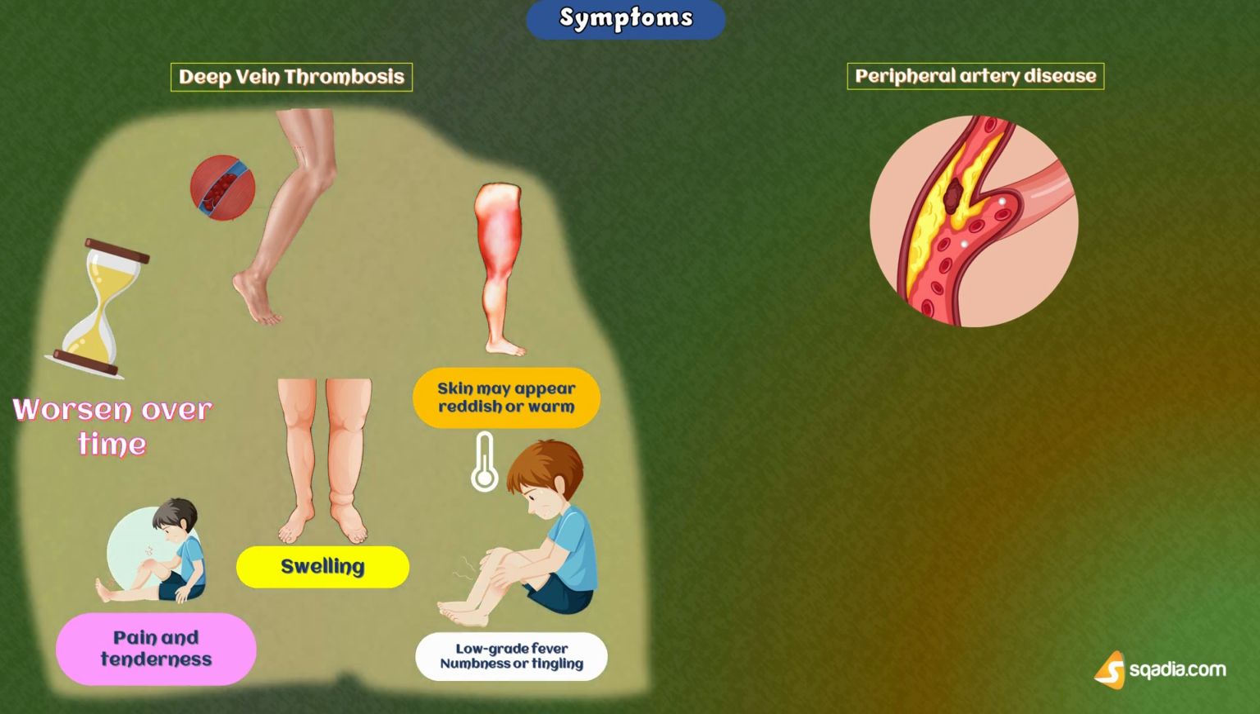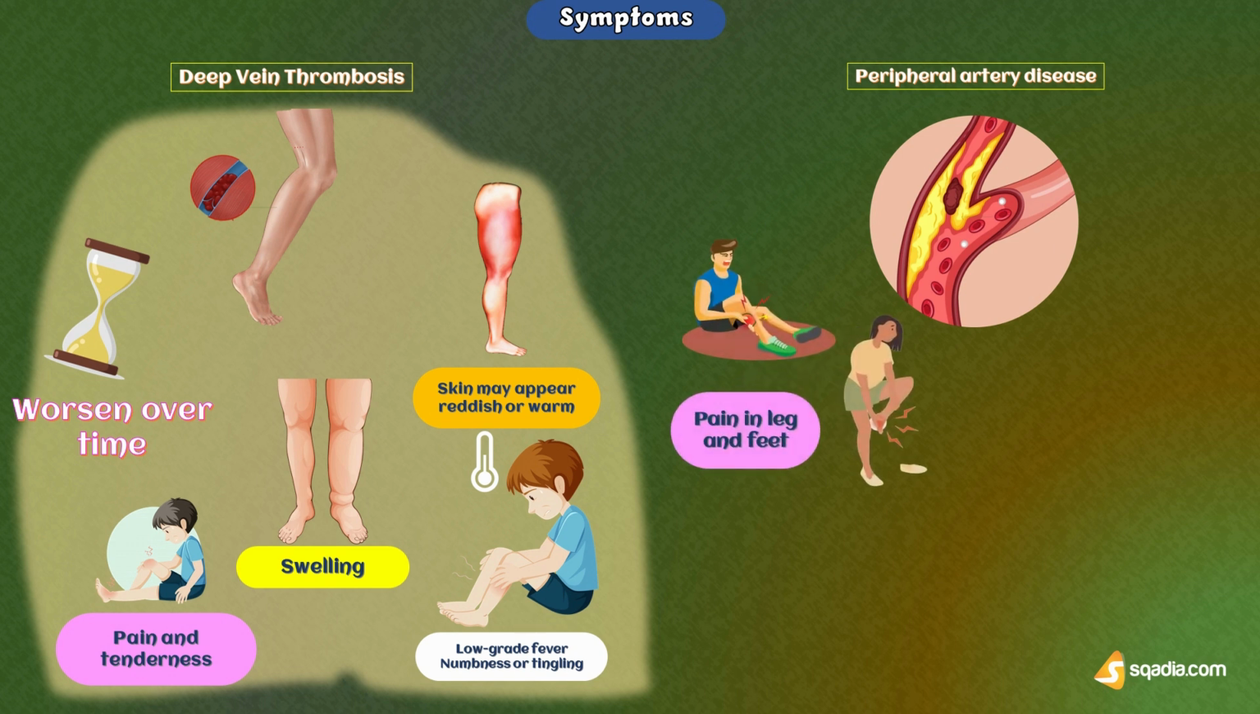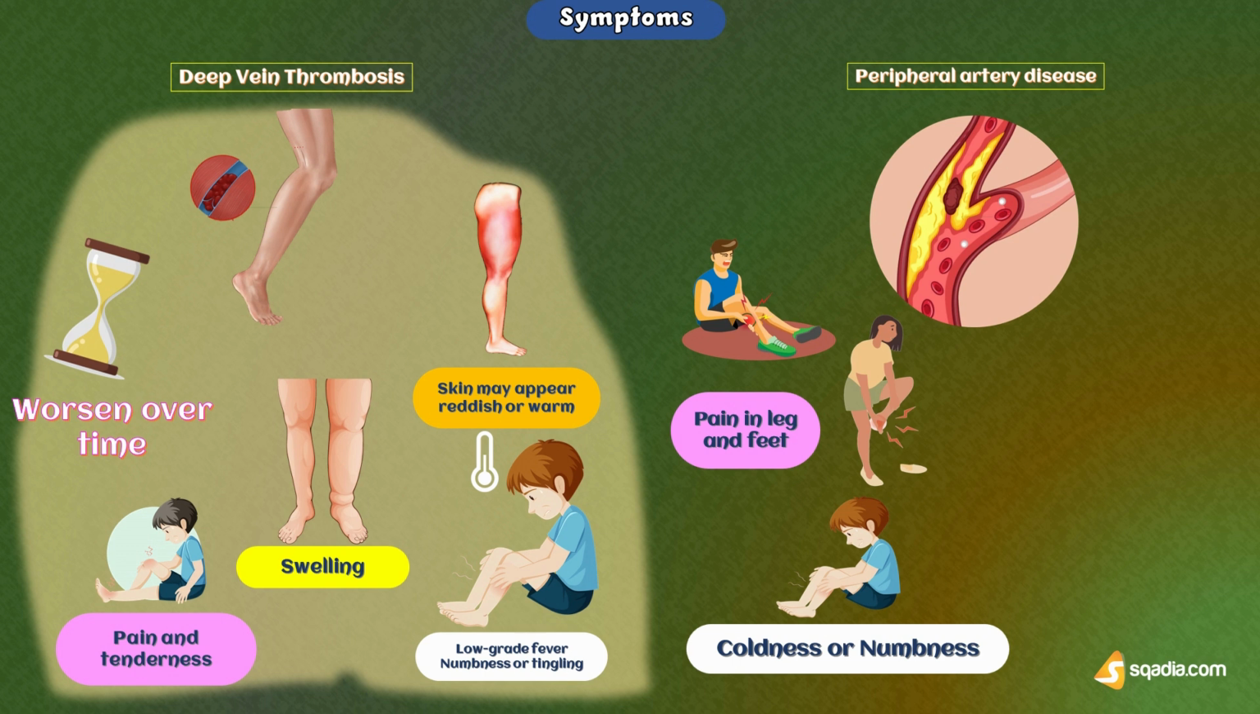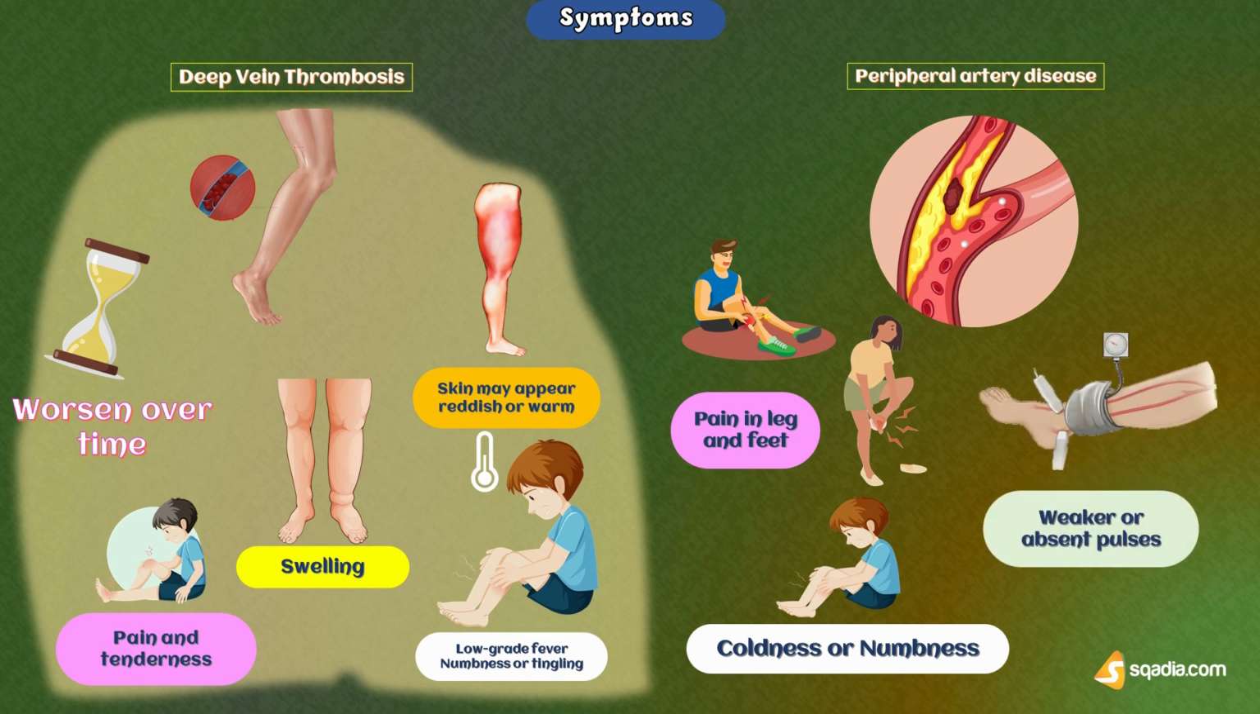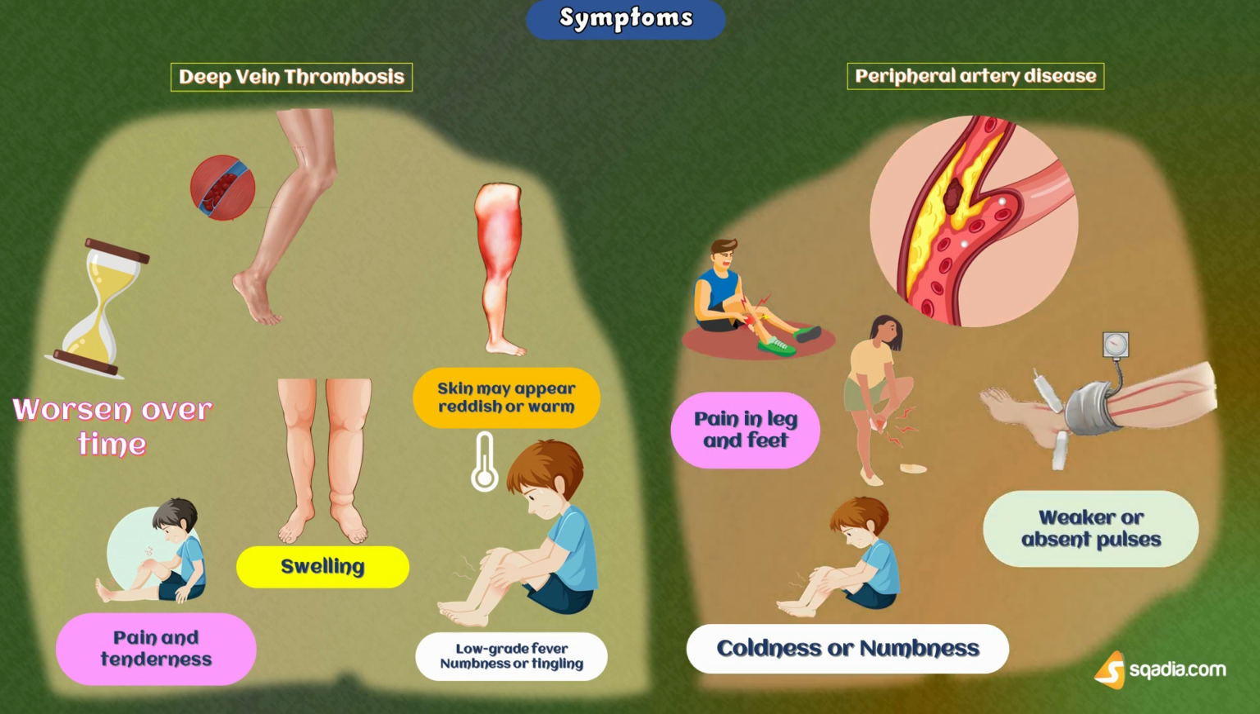As for the symptoms of peripheral artery disease, they may include pain in the legs or feet while walking or exercising, cramping or muscle fatigue in the affected area, coldness or numbness in the affected limb, slower healing of wounds or infections, and weaker or absent pulses in the legs or feet. Delayed diagnosis and treatment can result in permanent damage to the affected limb or even death.